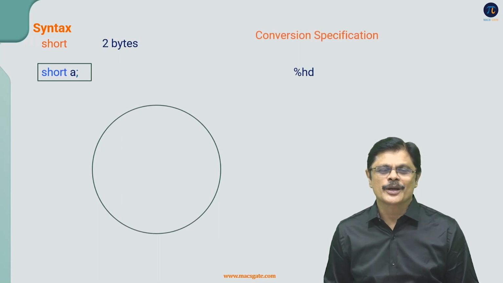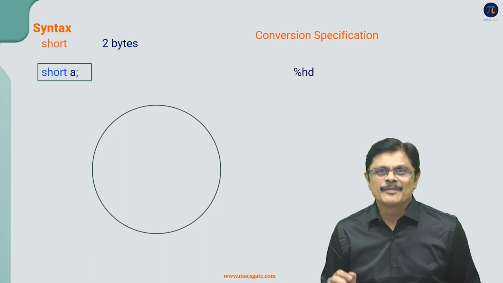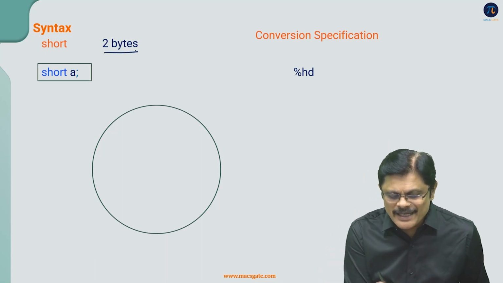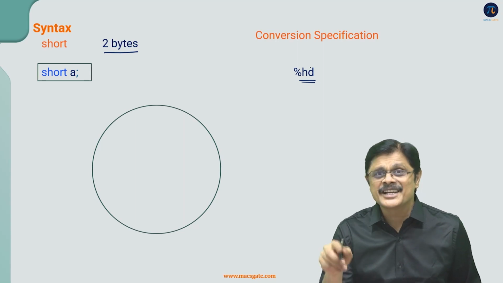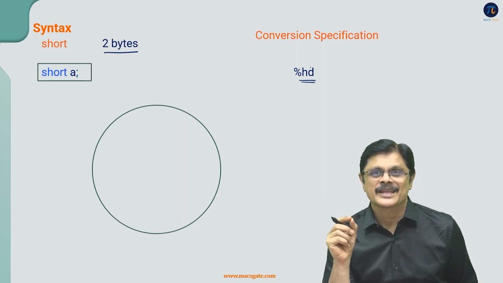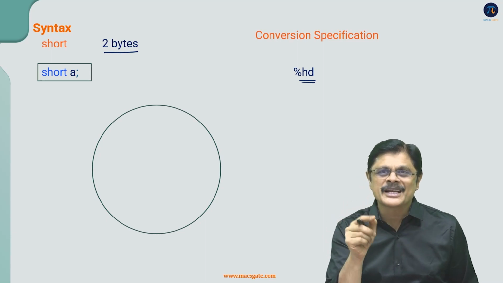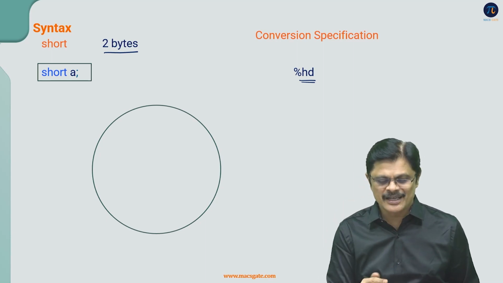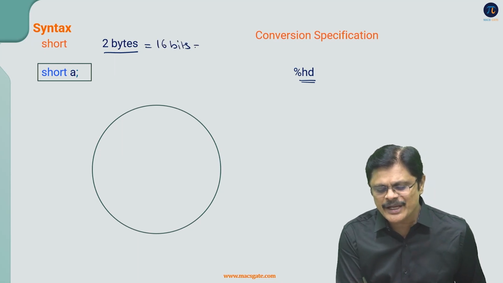Now first let us talk about short. The short variable is assigned 2 bytes of memory, and this is the conversion specification. This %hd is the specifier for short. D, you know, is integer, and H is used to represent that it is a short integer. Am I clear? 2 bytes, and 2 bytes means 16 bits. So 16 bits means you can actually encode 2 power 16 numbers.